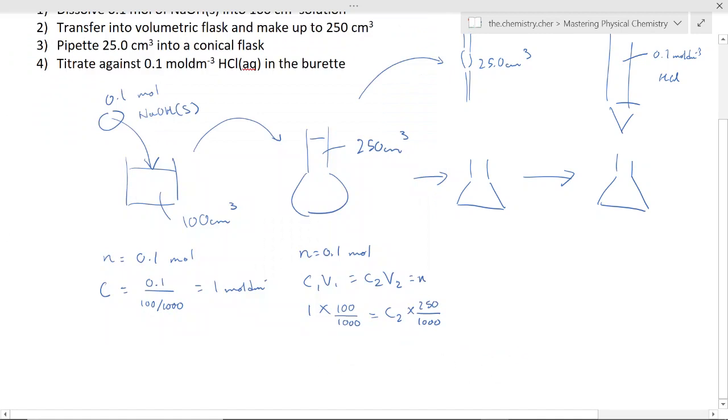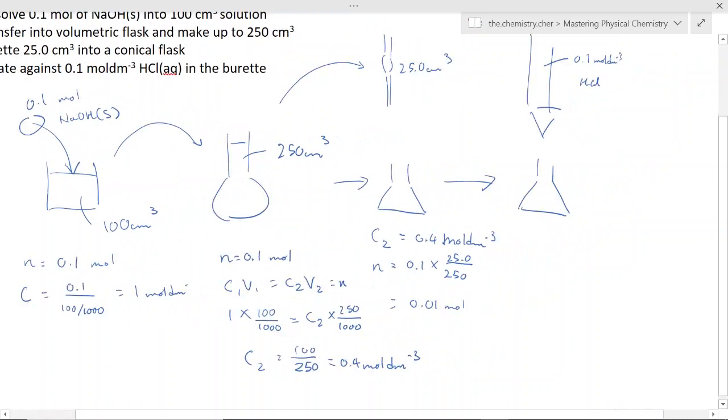So our C2 is equal to 100 over 250, which is 0.4 moles per dm³. When I pipette 25 cm³ over, my concentration will stay the same because I did not dilute the solution at all. However, my amount now will not be 0.1 moles. My amount will now be 0.1 times 25.0 over 250 because I've taken out 1/10 of the original mixture. So I have 0.01 mole of sodium hydroxide over here.